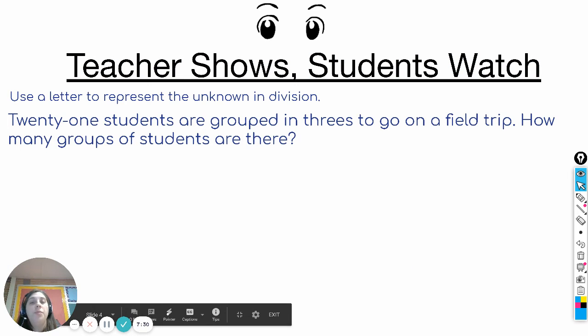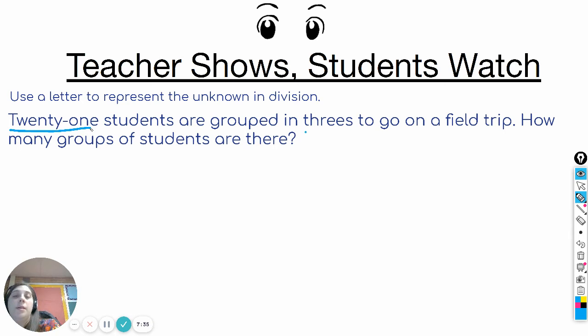21 students are grouped in threes to go on a field trip. How many groups of students are there?